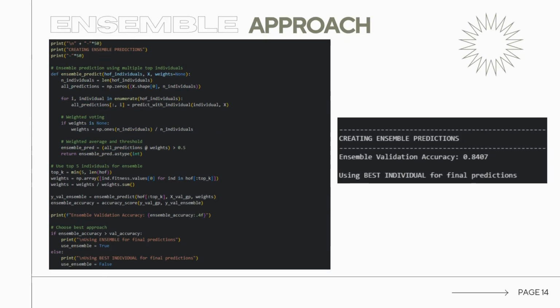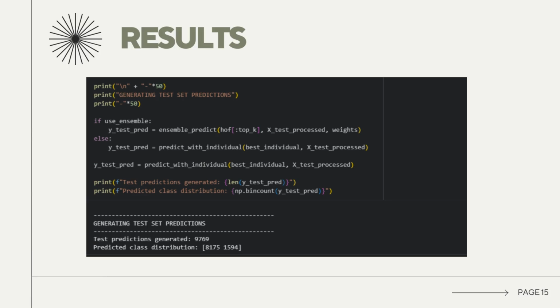I also tried an ensemble approach combining the top 5 individuals using weighted voting. The weights were based on each individual's fitness. Interestingly, the ensemble approach achieved the same accuracy as the single best individual on the validation set, which was 84.07%. So for the final predictions, I went with the simpler approach of using just the best individual.